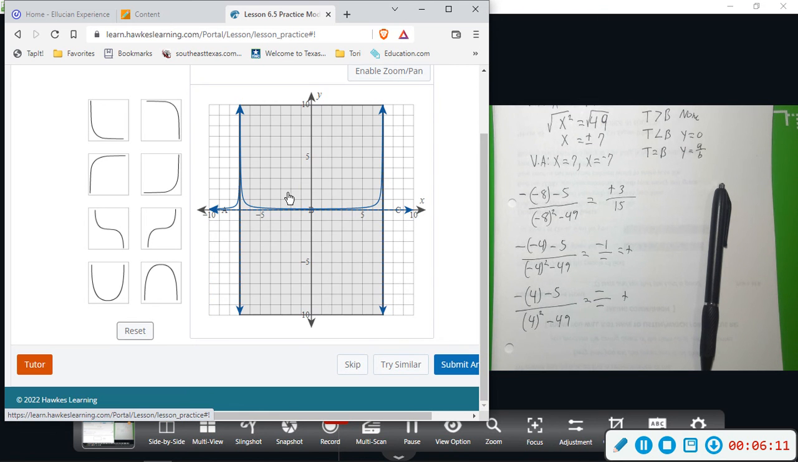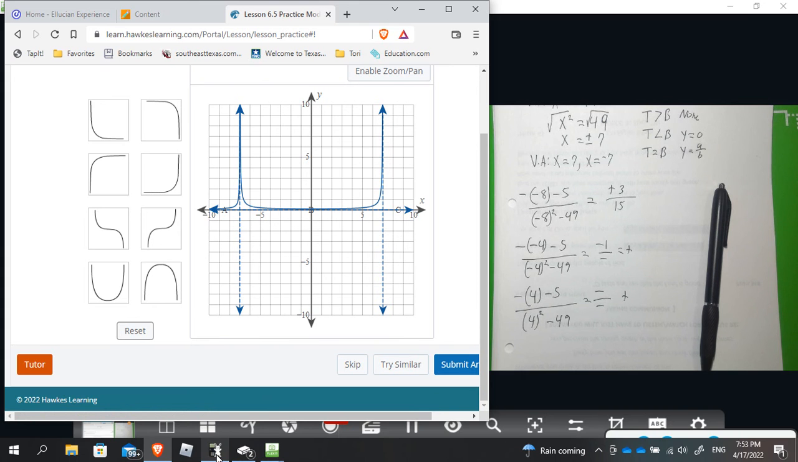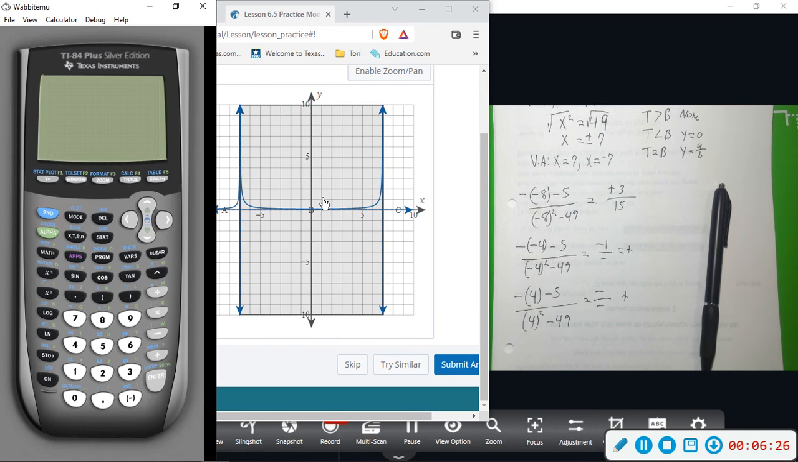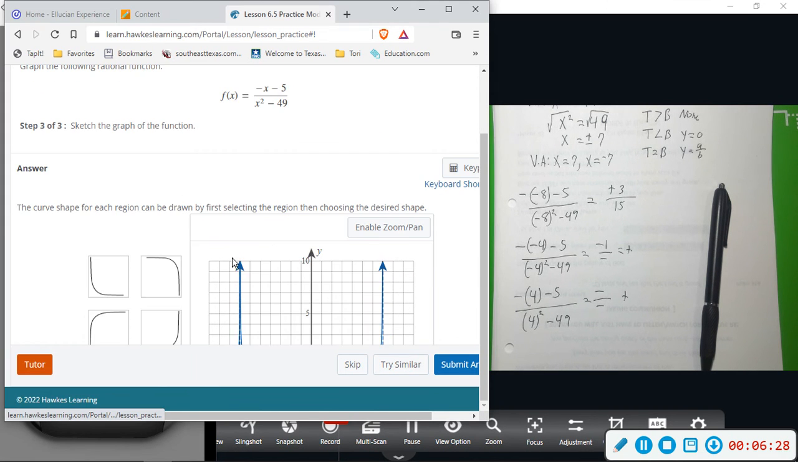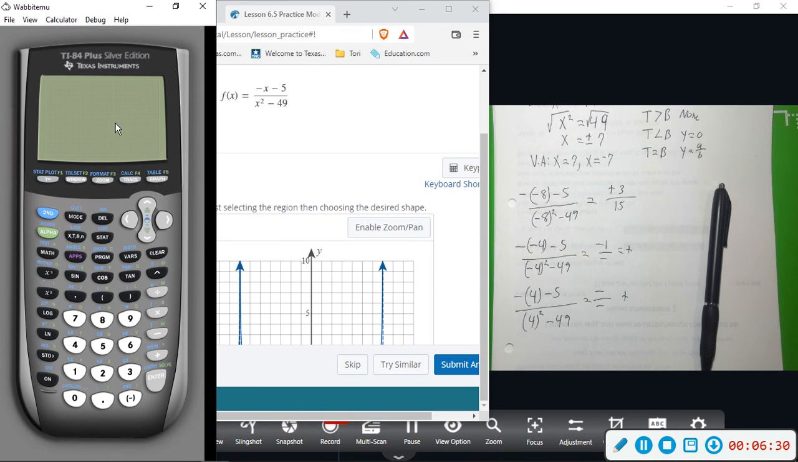Which would make me think that this is down. So let's see. Let's actually graph it. It'd be better just to graph it. So we're going to graph that function and get a better visual.